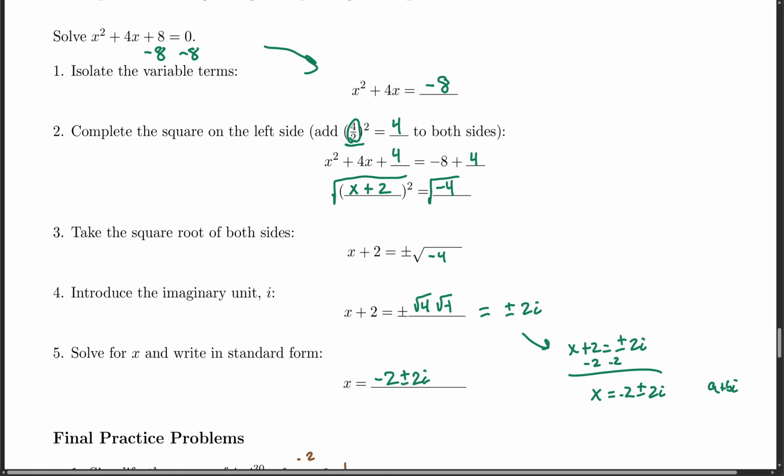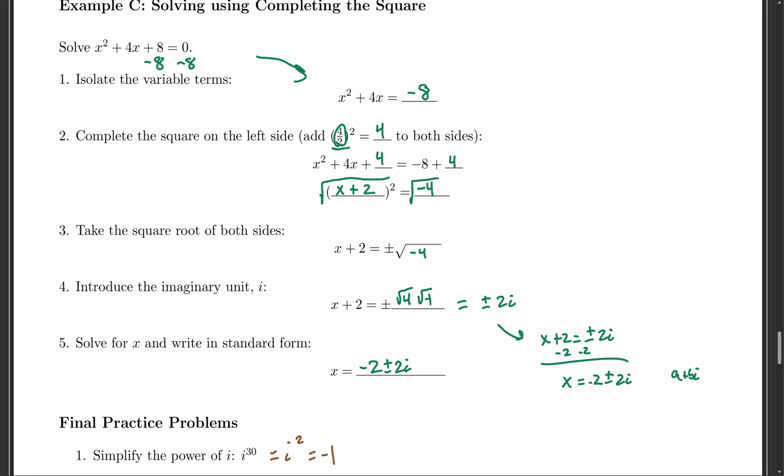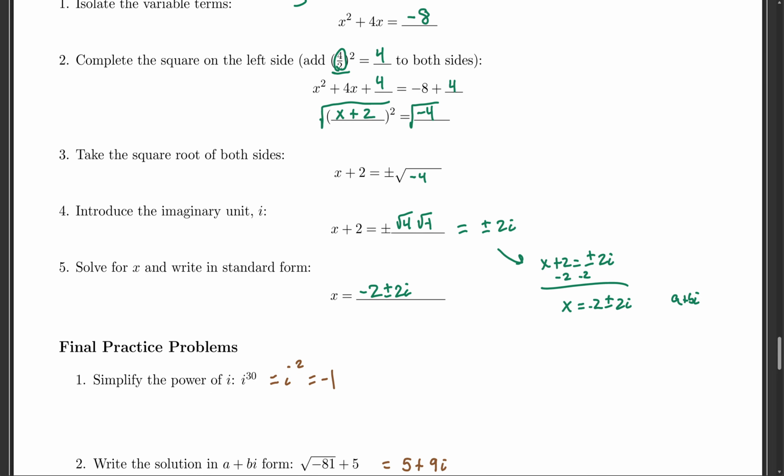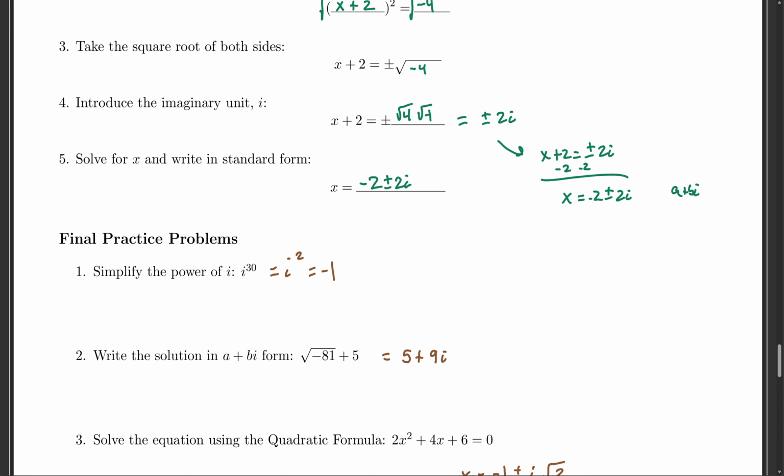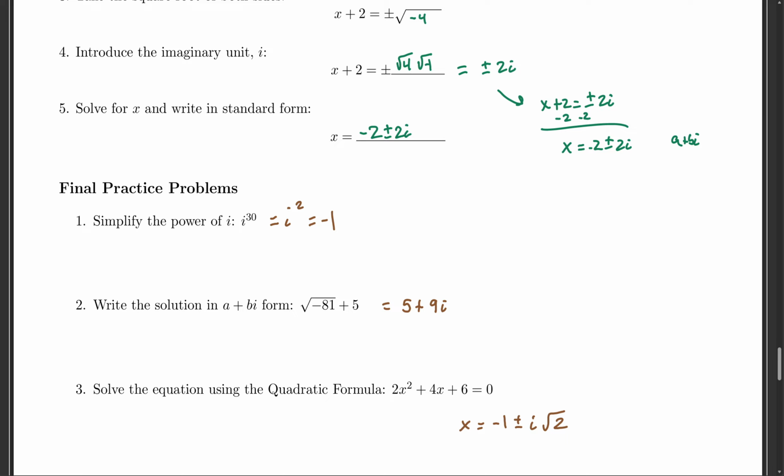So now you see that whenever you end up with a square root of a negative number in your solution, you can simplify it and use the imaginary unit to have a nice, neat solution. So for the rest of this, I'm not going to go through each problem, but I will scroll through the answers. If you go over these and can get the right answer, you'll be more than ready for the upcoming quiz.